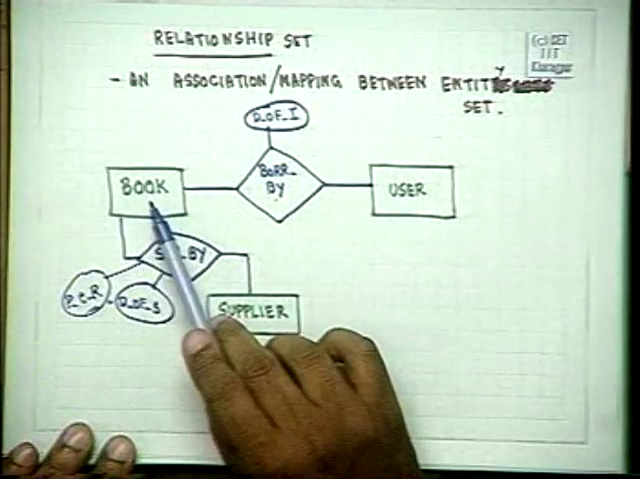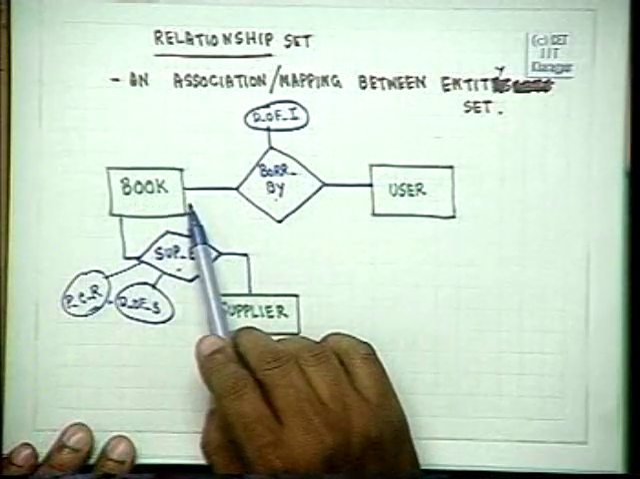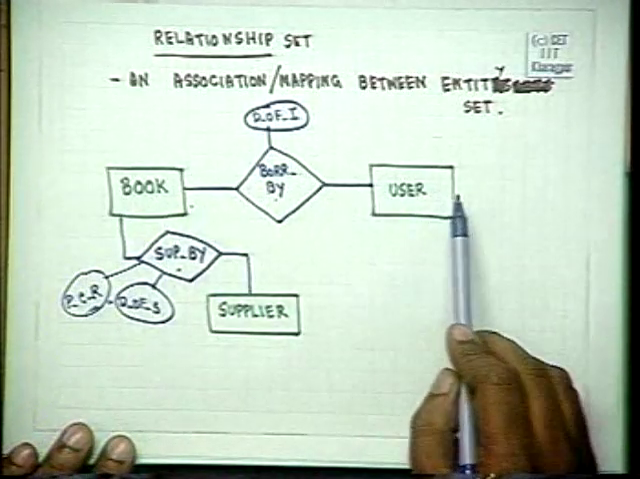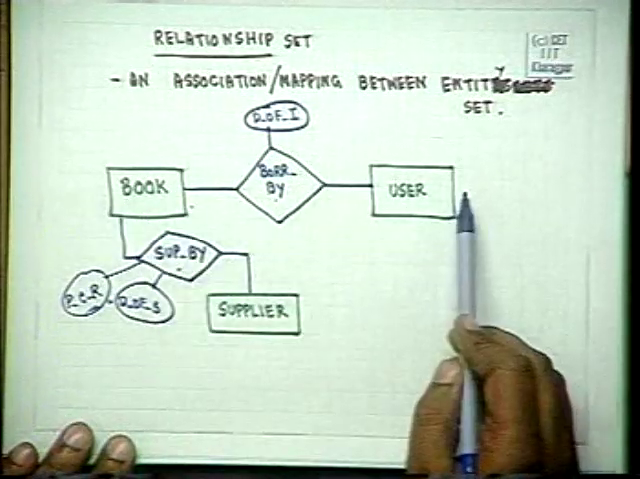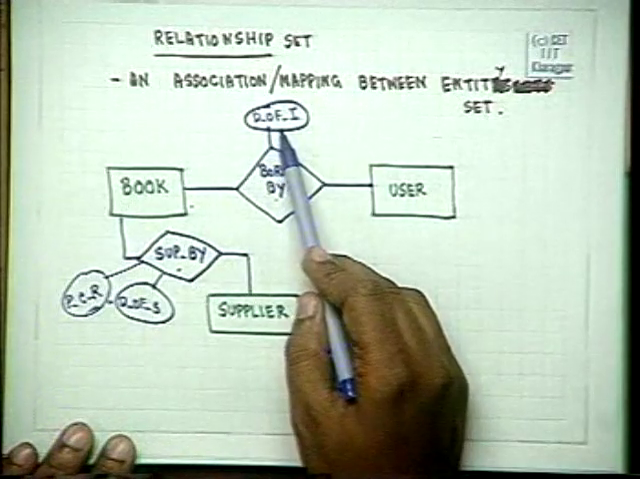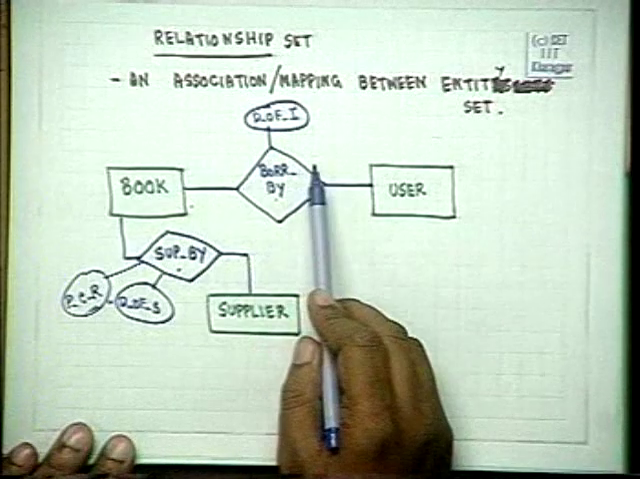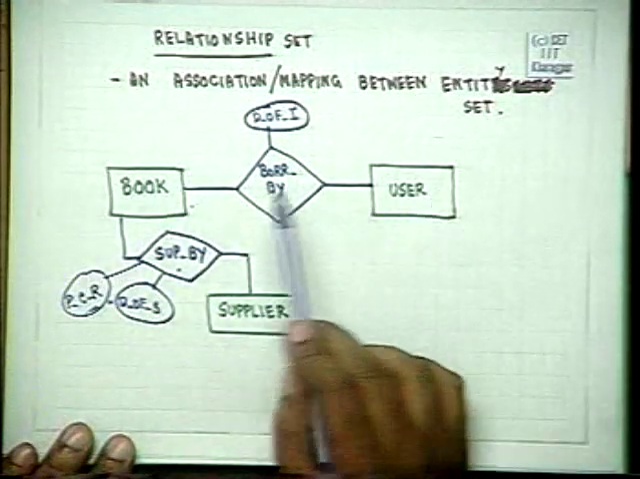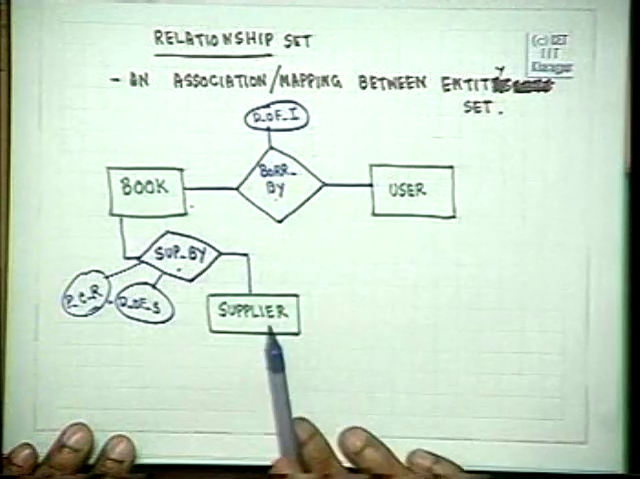Now, how to identify a book? To identify a book, you have to give all the attributes of the book. A user is defined by all the attributes of the user, and this relationship is defined by the attributes of the book and who has issued the book, as well as the date of issue. So the attributes of a relationship are the attributes of the participating entities and the relationship's own attributes.